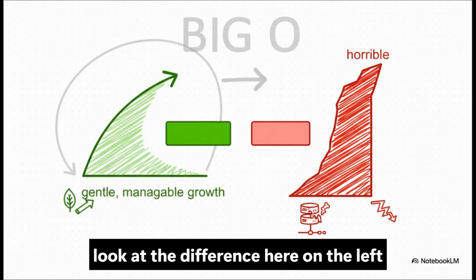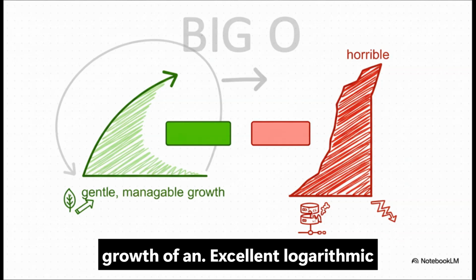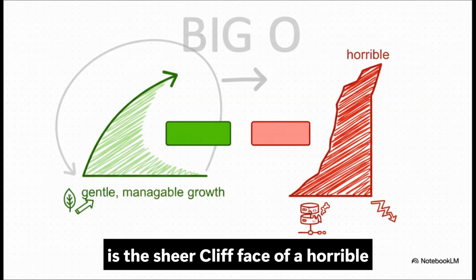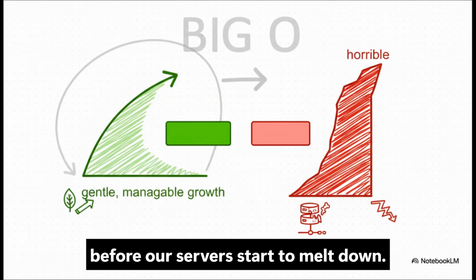And wow, just look at the difference here. On the left, in green, you see that gentle, manageable growth of an excellent logarithmic algorithm. And on the right, in red, that is the sheer cliff face of a horrible factorial one. This visual contrast is exactly what Big O helps us understand before our servers start to melt down.